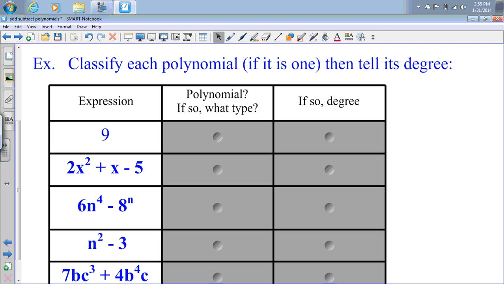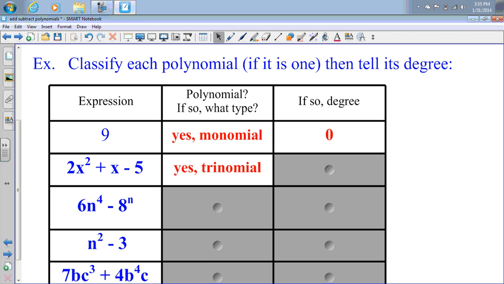9, is it going to be a polynomial? If so, what type, and if so, what degree? Yes, just one term, monomial, so the degree, there is no degree because there's no variable, so it's 0. How about 2x squared plus x minus 5? Yes, no, maybe so? Yes. How many terms? 3, so it's a trinomial.